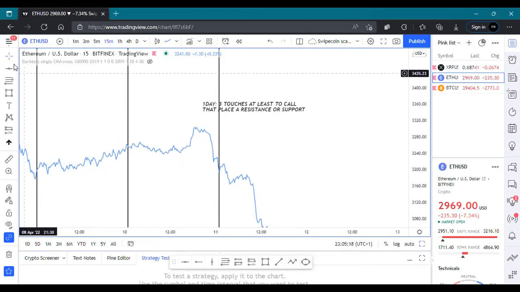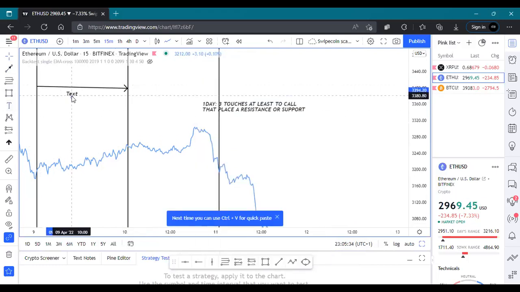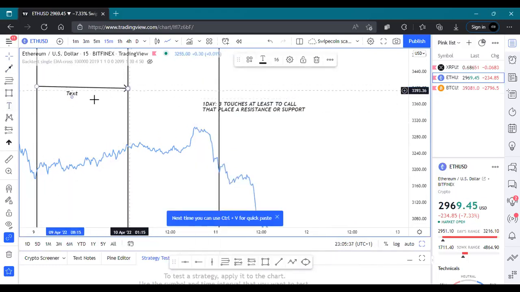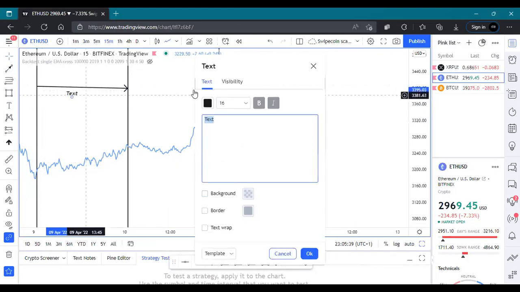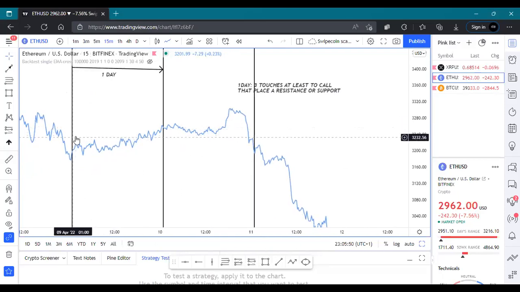Now, let me show you what this actually does for you. Between one black line, or one session break, to the other represents what? Between here and this place represents 1 day. From here to this point is actually 1 day. So that means if I am looking for a support or resistance within 1 day, I should be able to find what? 3 touches at least, or 3 bounces at least.